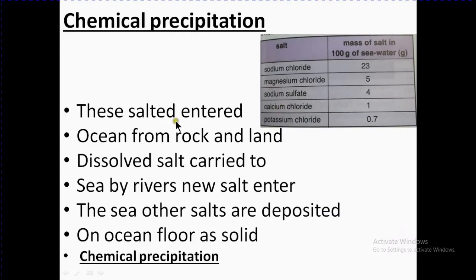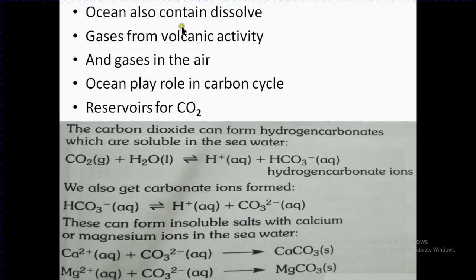Chemical precipitation. These salts entered the ocean from rock and land. Dissolved salt is carried to the sea by rivers. New salt enters the sea. Other salts are deposited on the ocean floor as solids, named chemical precipitation. Oceans also contain dissolved gases from volcanic activity inside the sea, and gases from the air.